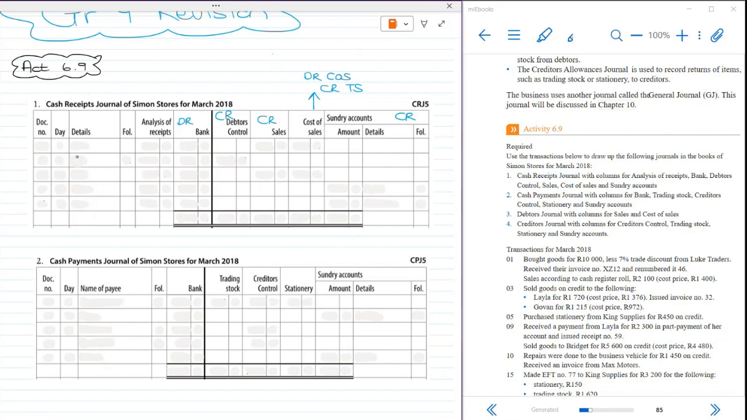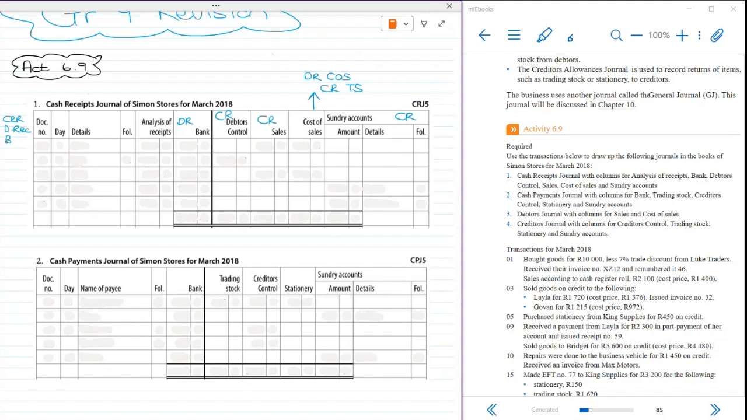For my other notes in my CRJ, if we look at the first column, this is our source document. In the CRJ, we only get 3 source documents. It's either a CRR, our cash register roll. This is when we receive cash for sales or a service that was rendered. Then we have a duplicate receipt. When we know the name of the customer, we will write it on the receipt, give it to him, and we will keep the duplicate.